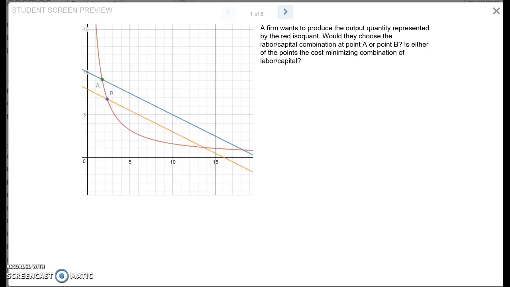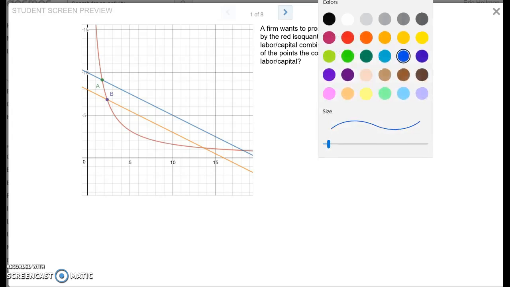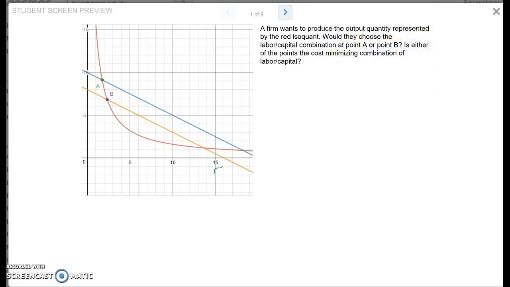Hey everybody, welcome back. We are continuing our discussion about isocosts and isoquants to look at how firms determine the best combination of labor and capital to use in order to produce a certain amount of goods. In the last presentation we saw that firms can choose a bunch of different combinations of labor and capital in order to produce a given amount of goods.